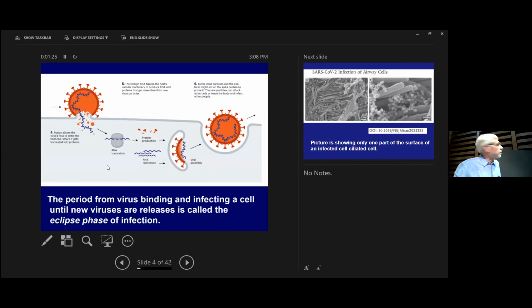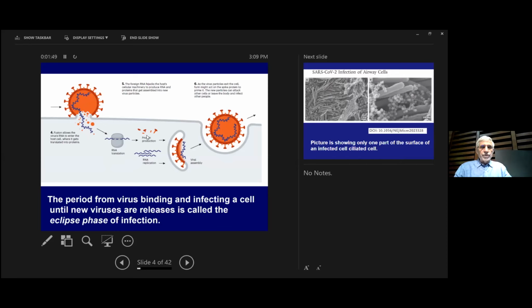After that fusion event, the RNA that's packaged inside the virus enters the cytoplasm of the cell. It's a positive strand RNA, which means it's equivalent of messenger RNA. So ribosomes can get on it and start translating proteins and generate either full-length transcripts and also partial transcripts, which is where you get the various viral proteins being generated.